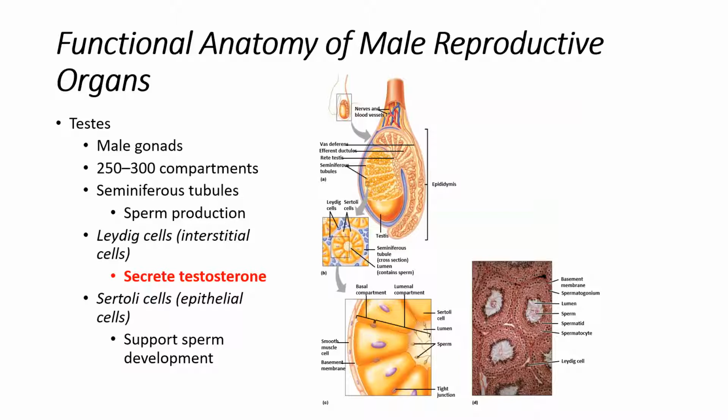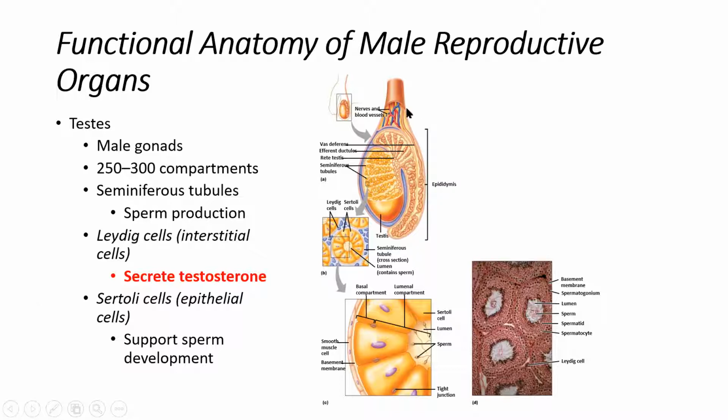In the periphery of the seminiferous tubules, in the periphery of these compartments, these structural units, we have the Leydig cells. The Leydig cells are usually called interstitial cells because they're not in the seminiferous tubules themselves, they're out in the interstitium of the testes. And the Sertoli cells are actually found in the seminiferous tubules. These are epithelial cells that are lining the seminiferous tubules. And again, their role is supporting the development of mature sperm.